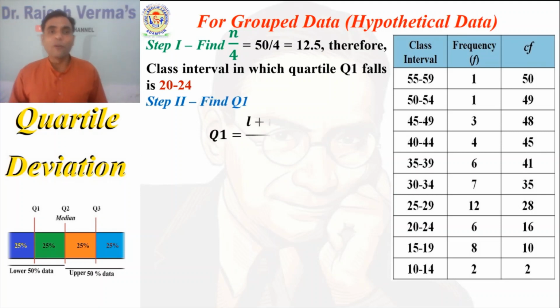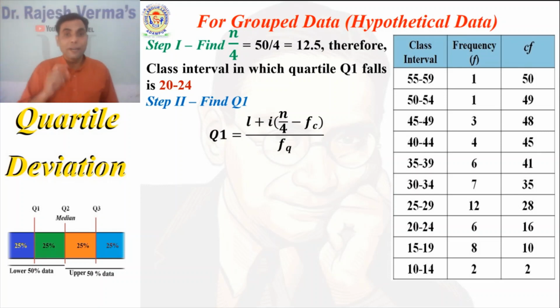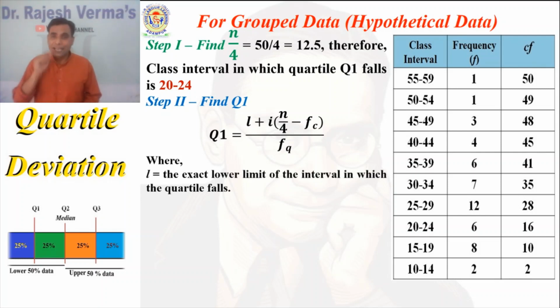The formula for Q1 is a little bit complex compared to the formula that we use for the ungrouped data, but it's the simplest one. This is the formula: L plus I into, bracket open, n by 4 minus fc, bracket close, whole divided by fq. Now what do these symbols indicate? Let me tell you what L is. L is the exact lower limit of the interval in which the quartile falls.